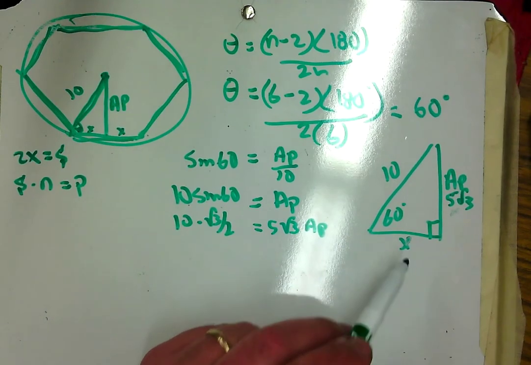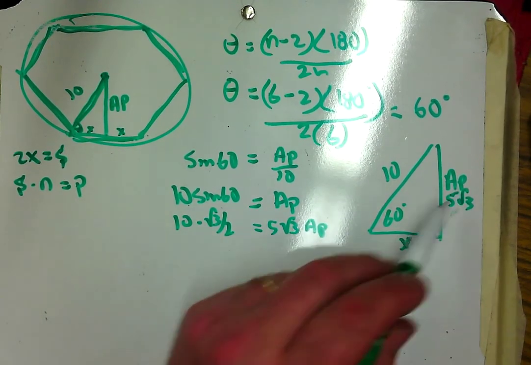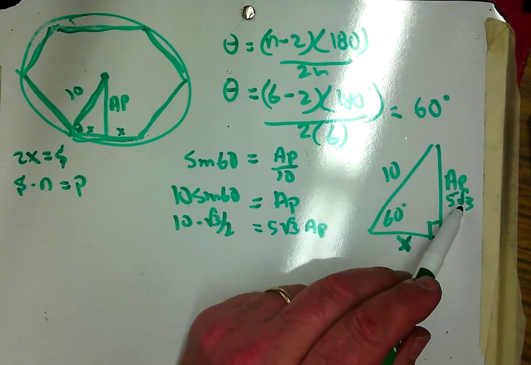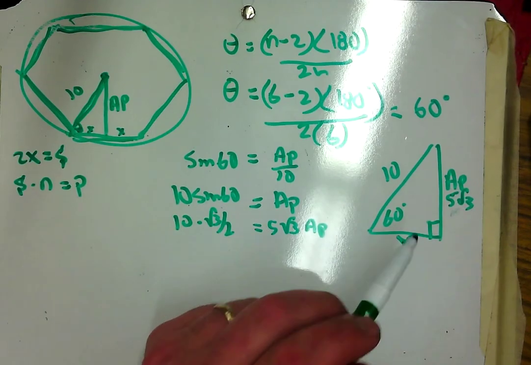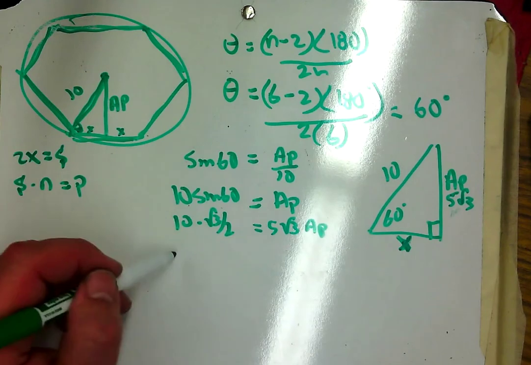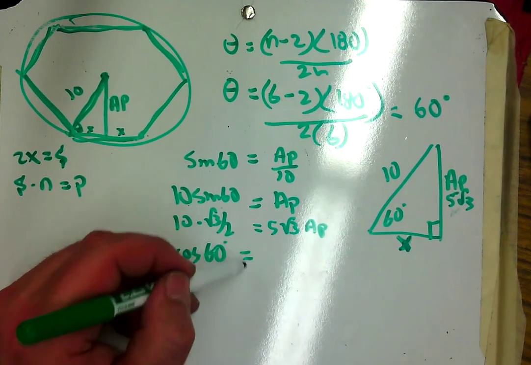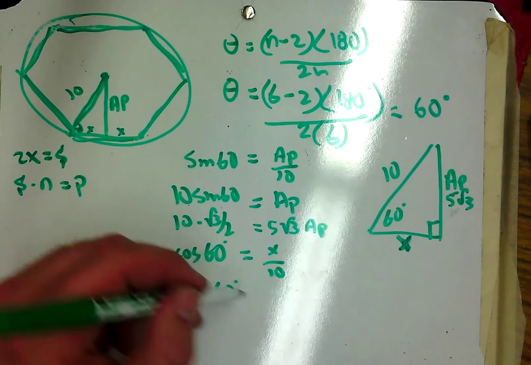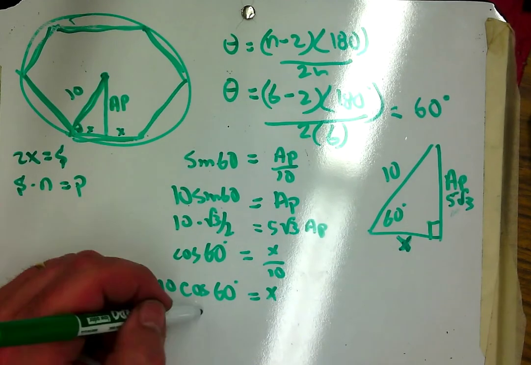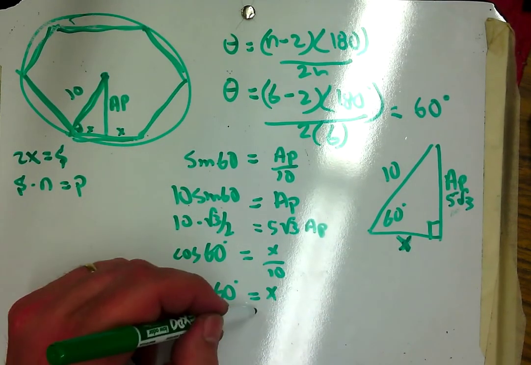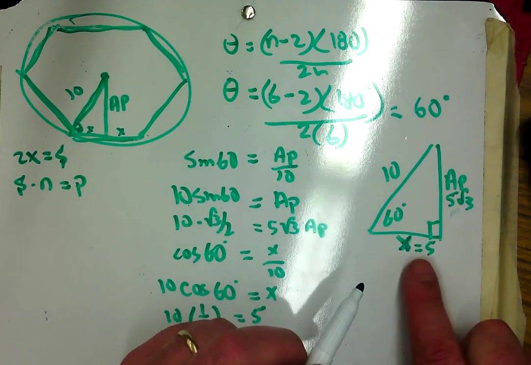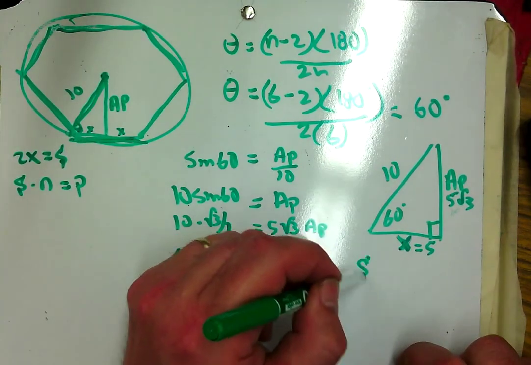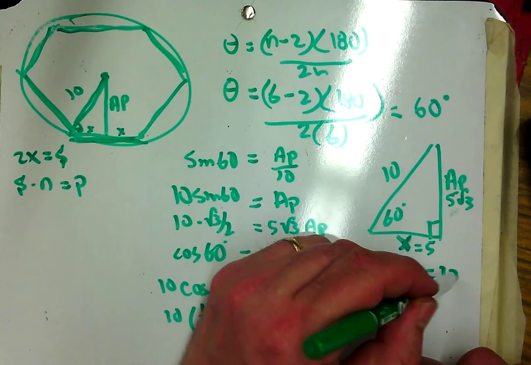Now what about x? What trig equation could I use there? Well, I could use tangent with these two, but I would rather use cosine because if I made a mistake here, that's going to guarantee that this is wrong now. Instead, I'm going to use cosine of 60 equals adjacent over hypotenuse. So 10 cosine 60 equals x. Cosine of 60 is 1/2 times 10 is 5. So x is 5. What does that tell us about the whole side length? The side length is going to be 2 times x, or 10.